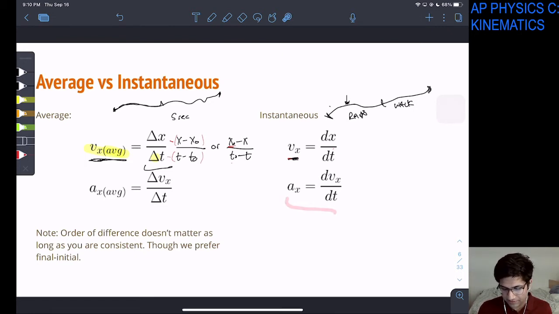Acceleration is the same thing. It's a derivative now of velocity. Now, sometimes you'll be given x of t equal to something, right? And then you calculate the first derivative and you get the instantaneous velocity. And then if you want the acceleration, you have to calculate the next derivative. So it would be x prime prime of t.